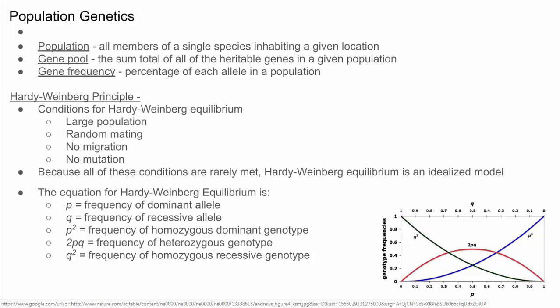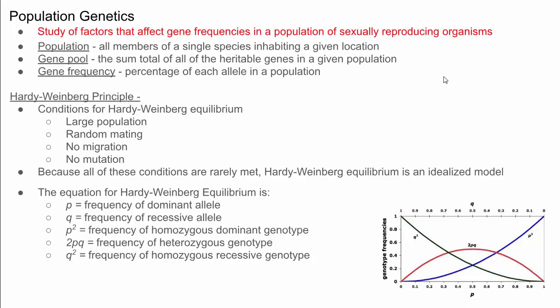One thing that ecologists and geneticists study is not just the genetics of individuals, but also the genetics of an entire population, an entire group of individuals. The study of gene frequencies and the inheritance of those alleles through a population is called population genetics. And so we need to understand some definitions to understand population genetics.